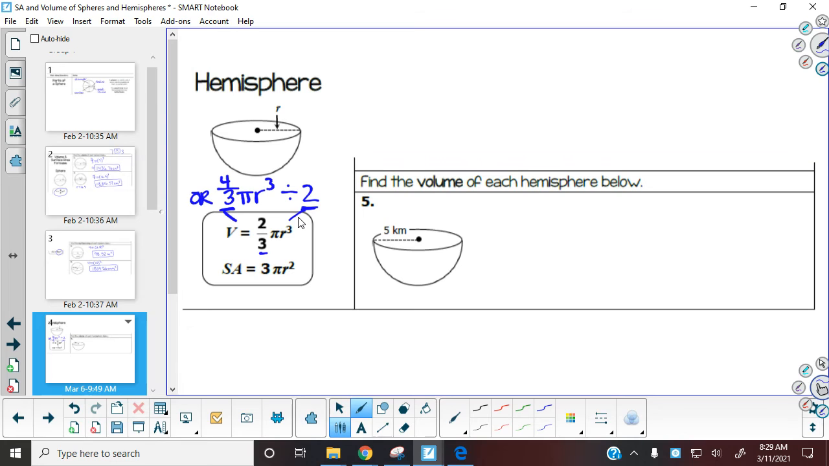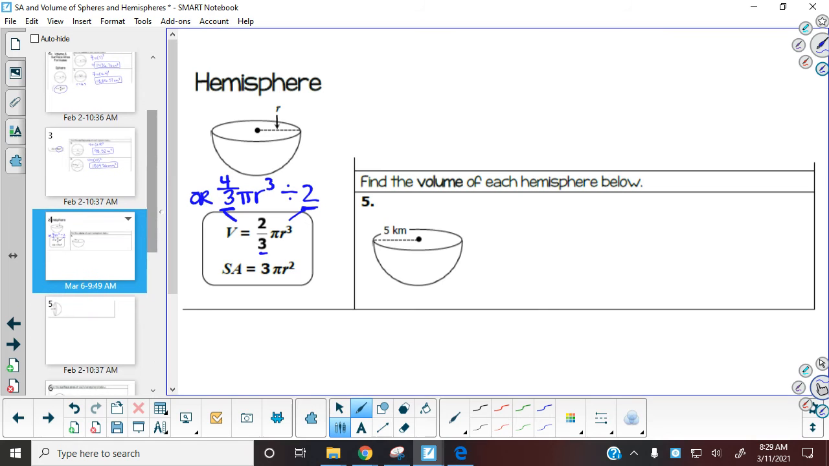Okay? So when we look at the volume, I'm going to have you guys go ahead and figure out at this point what is the volume for number 5. Hit me up with the answer on the end puzzle, and I'll give you guys some feedback.